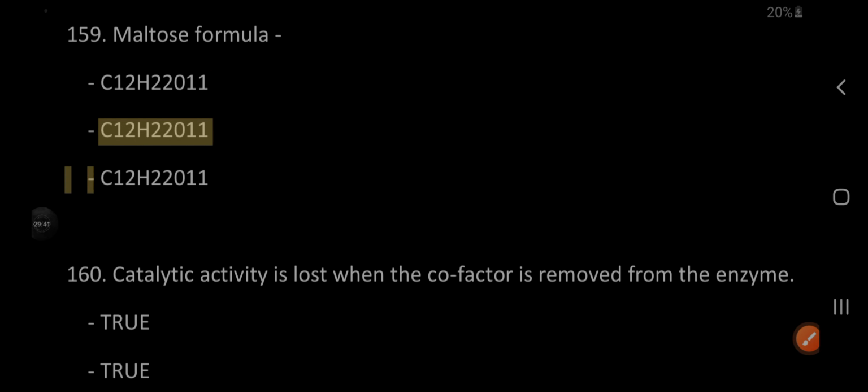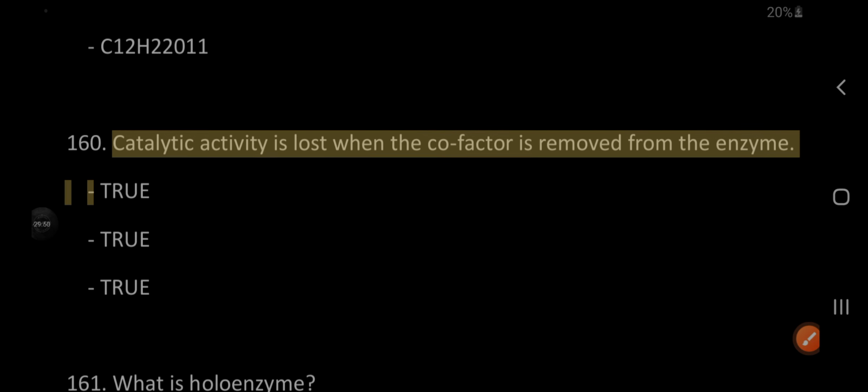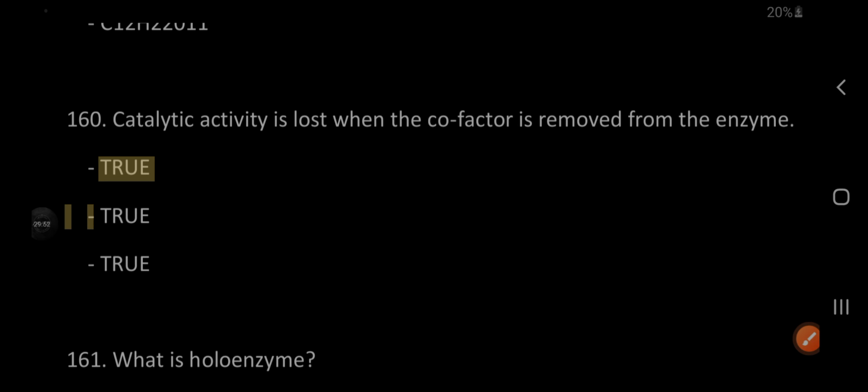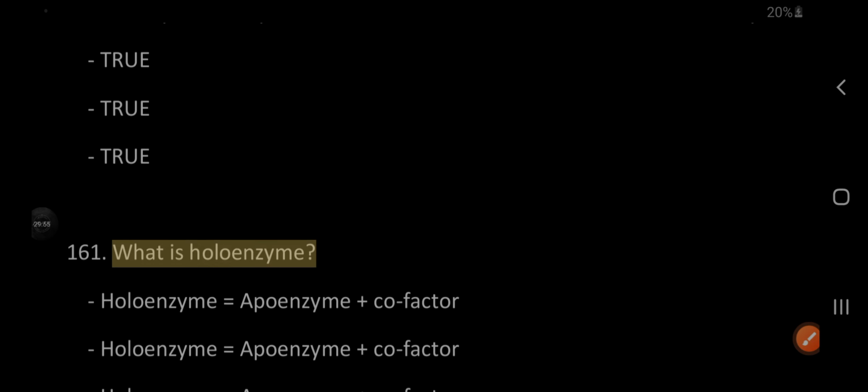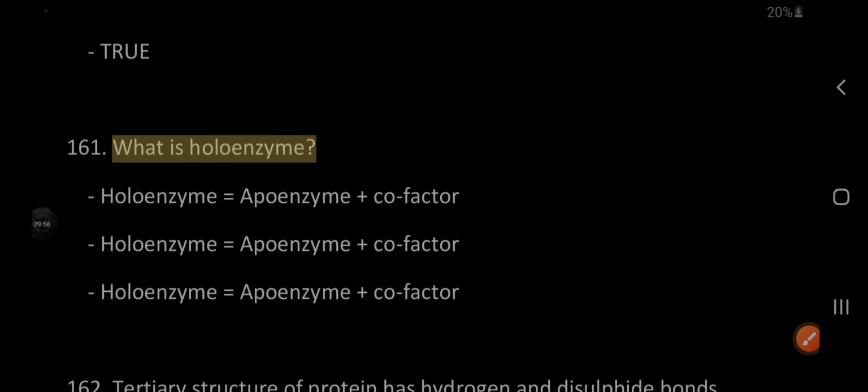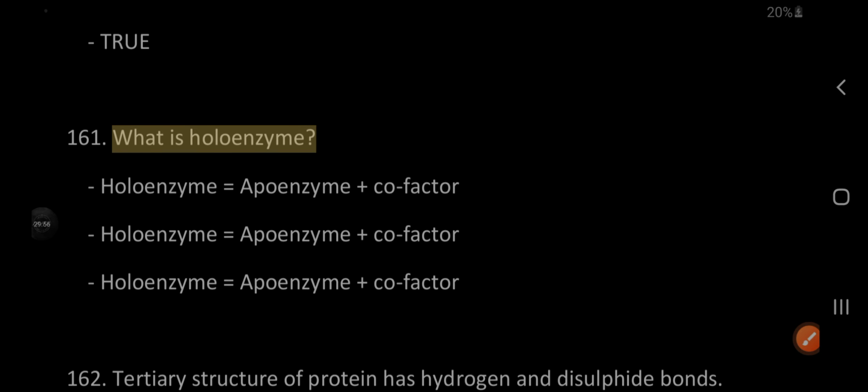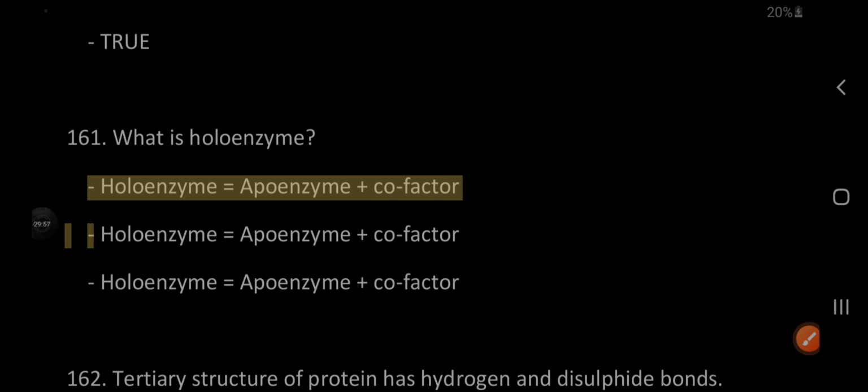160. Catalytic activity is lost when the cofactor is removed from the enzyme. True. 161. What is holoenzyme? Holoenzyme equals apoenzyme plus cofactor.